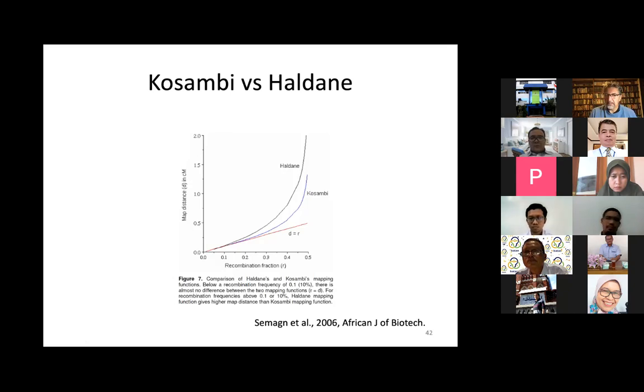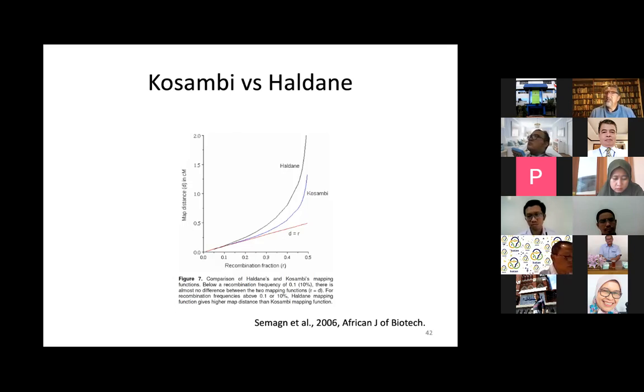So I can expect, looking at a population of 1,000 individuals, 24% recombinants. So I can expect 240 recombinants in 1,000. If you use Kosambi, you expect maybe something around 200 to 220. Okay.